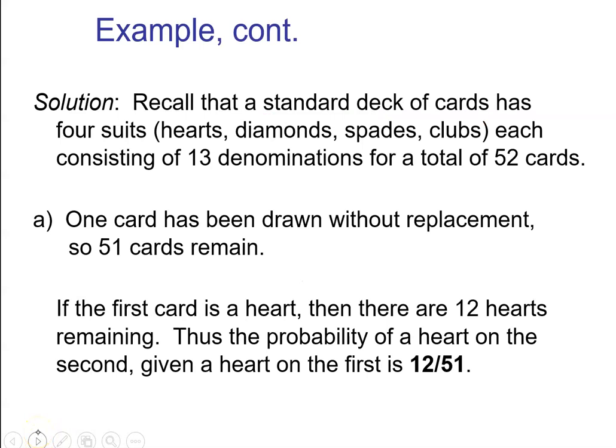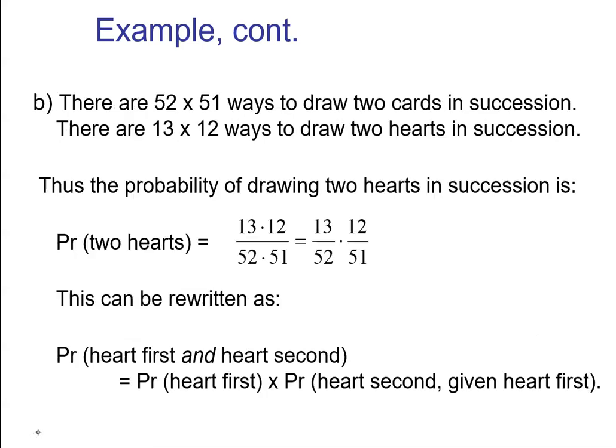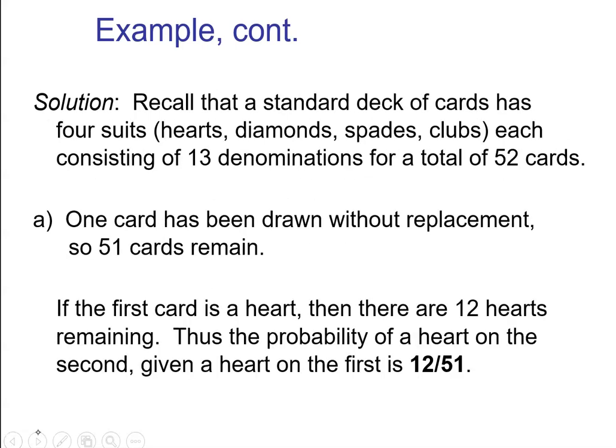Solution. Recall the standard deck of cards again has 4 suits, hearts, diamonds, spades, clubs, consisting of 13 in each for a total of 52 cards. So you've got your ace, 2 through 10, jack, queen, king. Okay, so one card has been drawn without replacement, so there are 51 cards remaining. If the first card is a heart, then there's 12 of them remaining, because again, there's 13 in each suit. Thus, the probability of getting a heart on the second card is 12 out of 51.